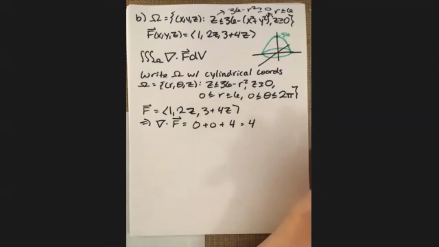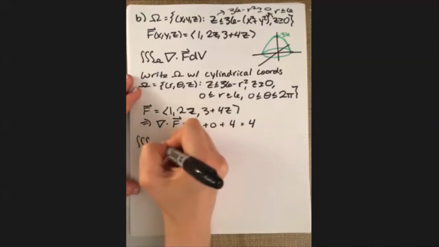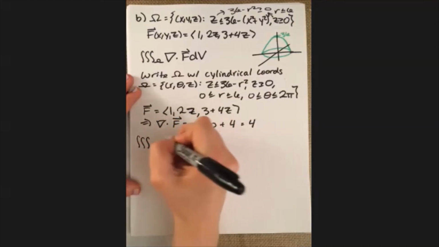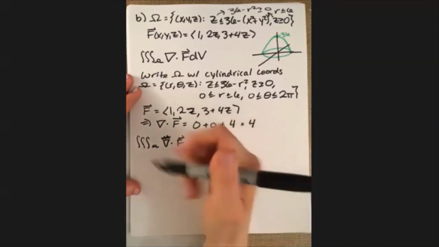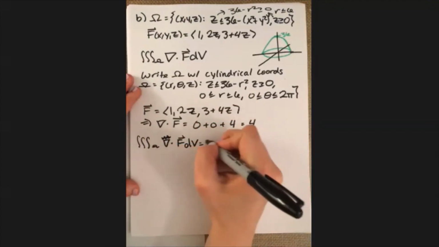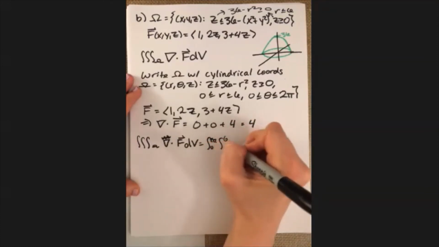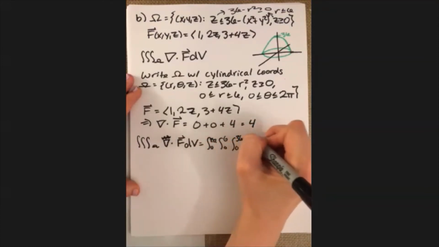And I'm ready to plug everything into my triple integral here. So the triple integral of the gradient operator dotted with f, dv, is equal to the integral from 0 to 2 pi, integral from 0 to 6, integral from 0 to 36 minus r squared.